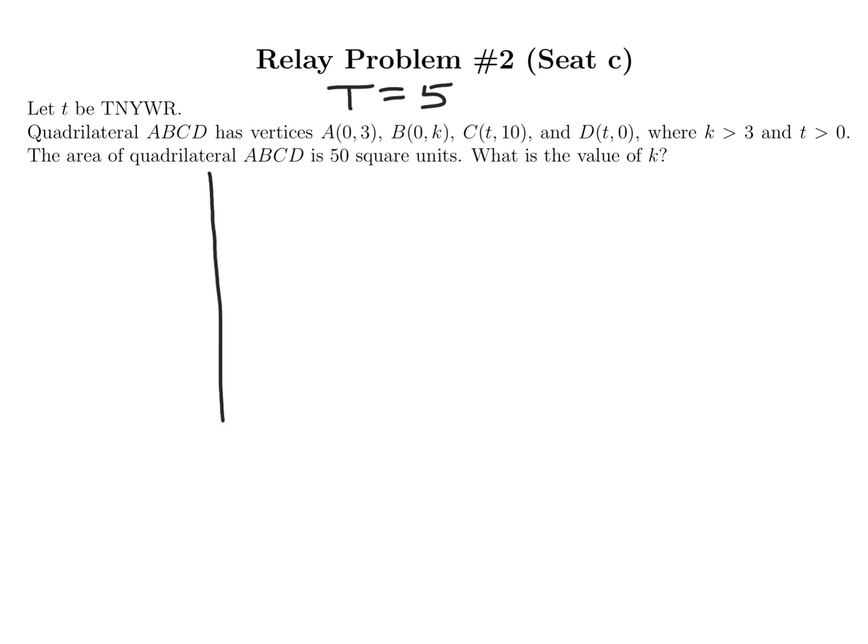All right, let's graph this, and let's see what we can get. So (0, 3) is somewhere here, I guess. (0, k): now k is greater than 3, so I guess it's up here. I'm not sure exactly where. So that's 3, that's k. It's (t, 10), so t is 5, so let's see if this is (5, 10). I don't know what the value of k is, so I don't know where to put it, but let's just put it up here.